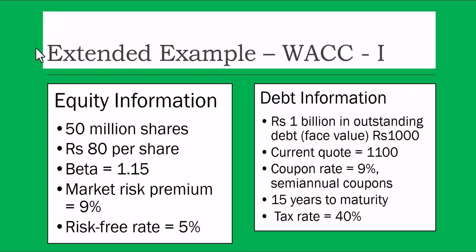And debt is given separately. So there is information for equity and information for debt. 1 billion in outstanding face value of debentures you have issued. You have issued bonds to the public, so people have bought bonds. The value of the bond is 1,000 rupees. The current quote of the bond is 1100. The bond which you issued to the public, if you buy it from the market, it is available at 1100.